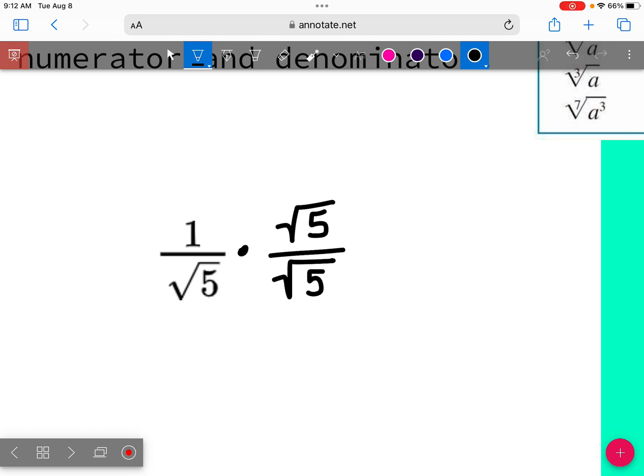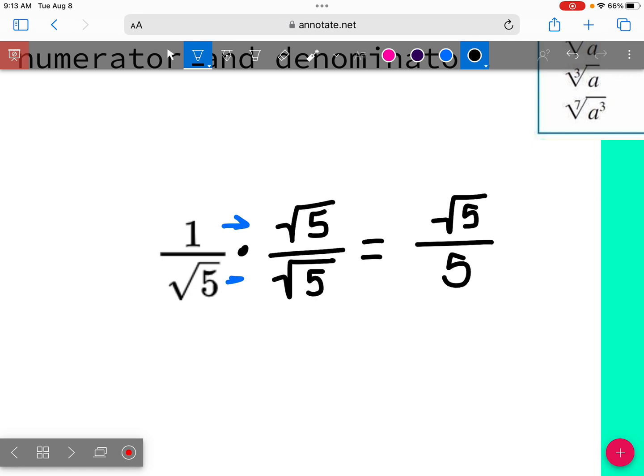Because that's 1, right? Square root of 5 over square root of 5, that is 1. Weird looking 1, but it's 1. The reason we want to do this is if I multiply across, because we're multiplying fractions, 1 times the square root of 5 gives us the square root of 5. Square root of 5 times the square root of 5 gives us 5. And I no longer have a radical in my denominator. That is the goal, to get rid of the radical in the denominator.